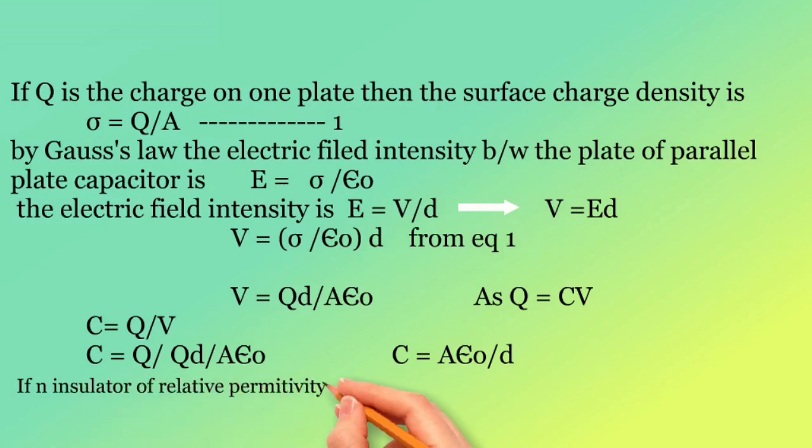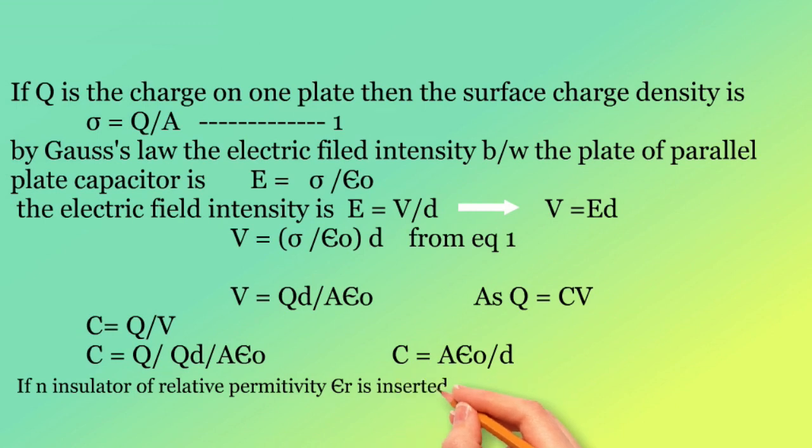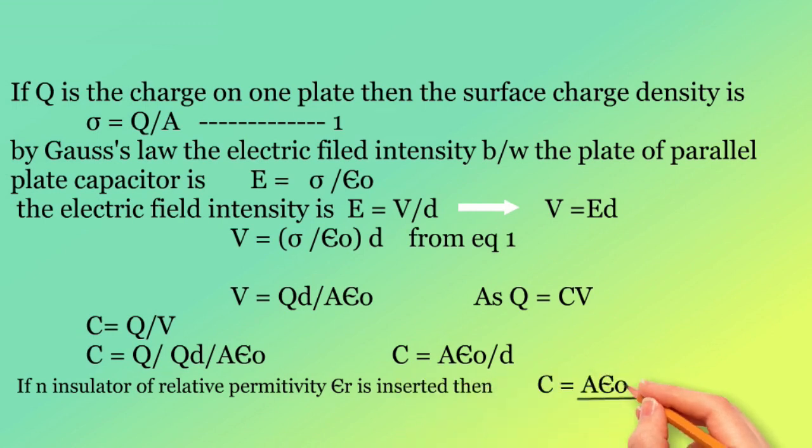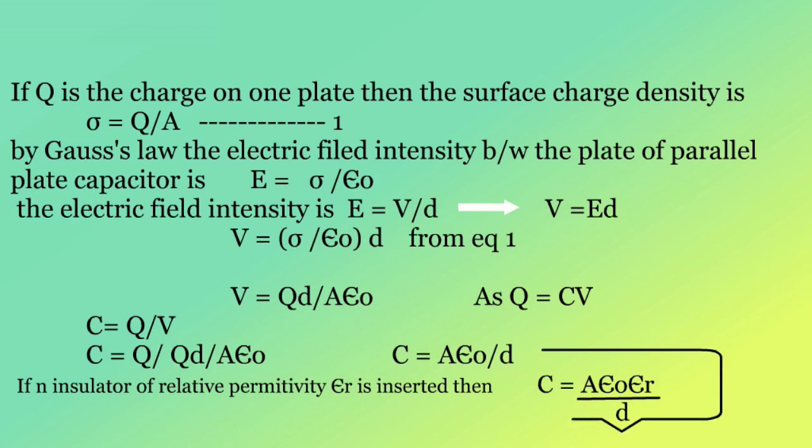C equals Q by V. C equals Q by Q d by epsilon naught, so C equals A epsilon naught by d. If an insulator of relative permittivity epsilon R is inserted, then C equals A epsilon naught epsilon R by d. This is the equation for capacitance of a parallel plate capacitor.